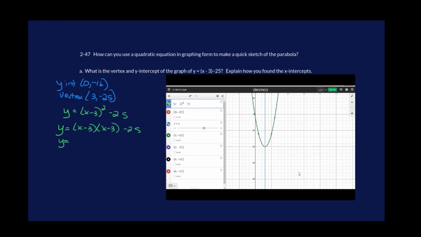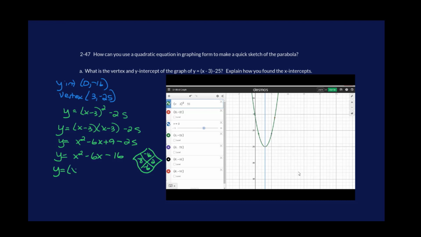So then it becomes y equals x squared minus 6x plus 9 minus 25. So then that takes me to y equals x squared minus 6x minus 16. Okay, and then I factor it, and I use that diamond method. So I've got a negative 16 and I have a negative 6. What 2 numbers multiply to negative 16 and add up to negative 6? That would be negative 8 and 2. 2 times negative 8 is negative 16, and negative 8 plus 2 is negative 6.